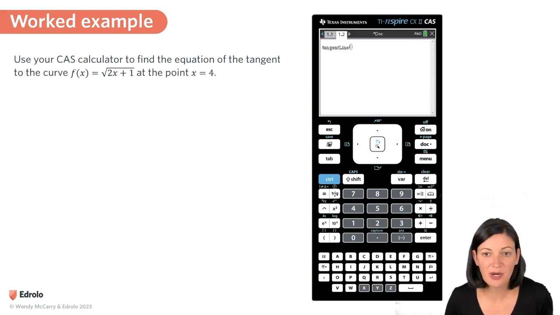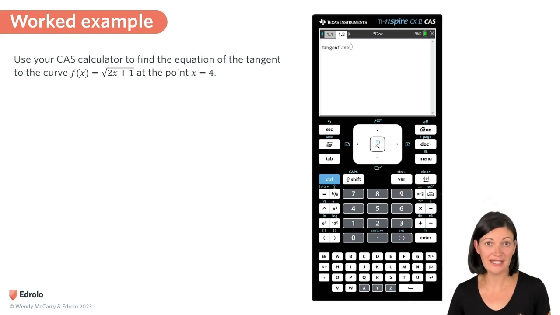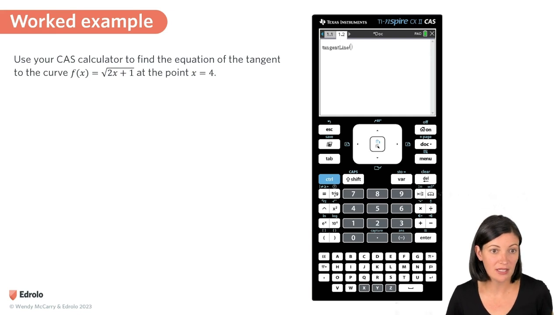Okay, so in those brackets there, what you've got to do is first enter the equation of the function that we're talking about. So what we would enter here is the square root of 2x plus 1.